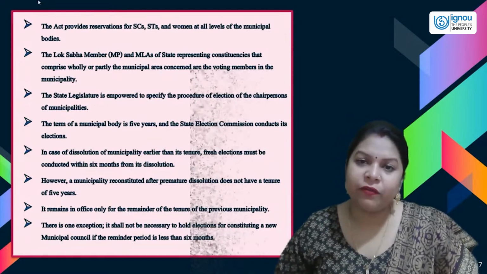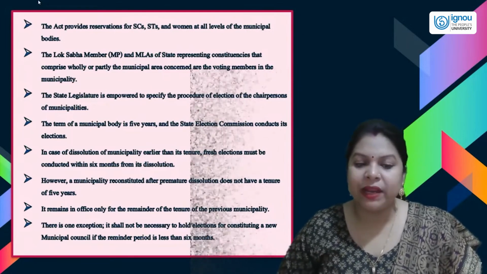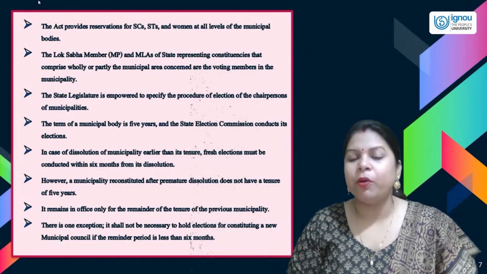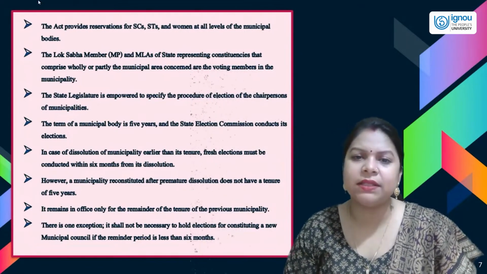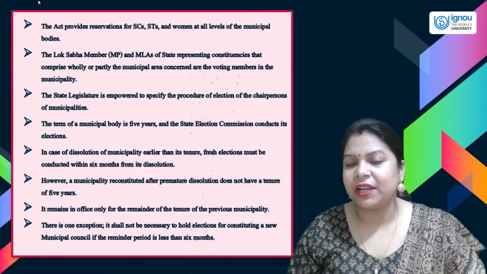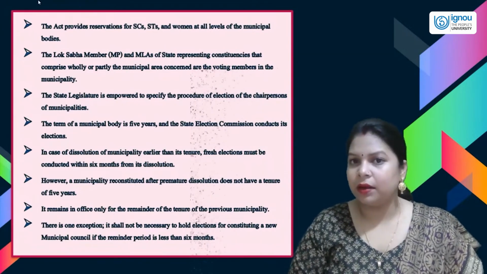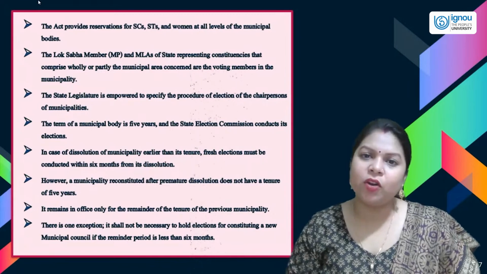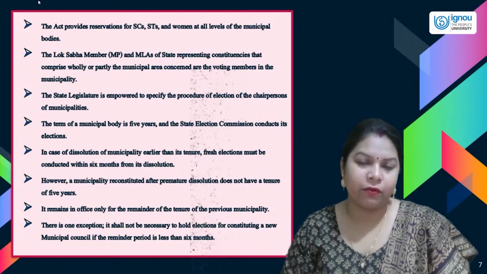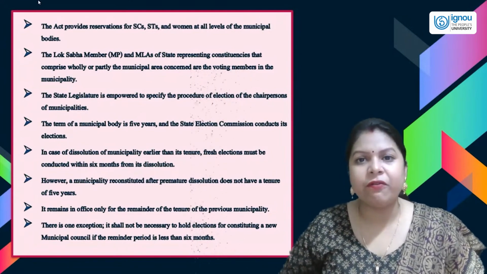The fresh elections result in a party coming in, and it remains in office only for the remainder of the tenure of the previous municipality. That means if, suppose, after 3.5 years the municipality is dissolved, and there are fresh elections and a new municipality comes to rule, at that point of time they are not going to have a 5 year tenure, but the remaining 1.5 years will be with them. So 3.5 years in the previous one and 1.5 for the newly elected people.